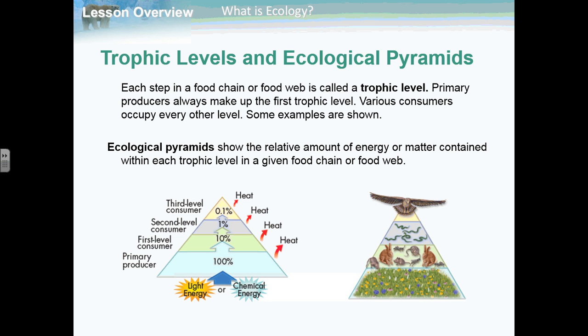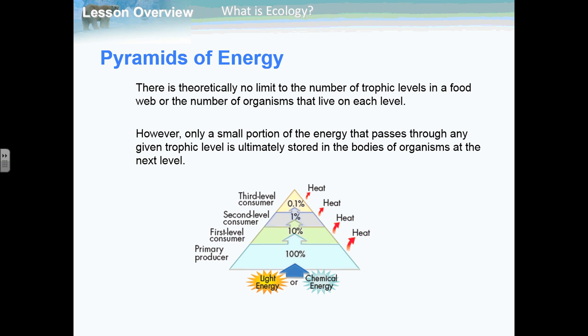As we look at feeding relationships and the energy flow, we can construct ecological pyramids that show us the transfer of energy and also show us the relative amount of either energy or biomass or numbers of individuals within an ecosystem. All of these are called ecological pyramids. In a food chain, each level or link or step within the food chain is called a trophic level. This energy pyramid shows different trophic levels.